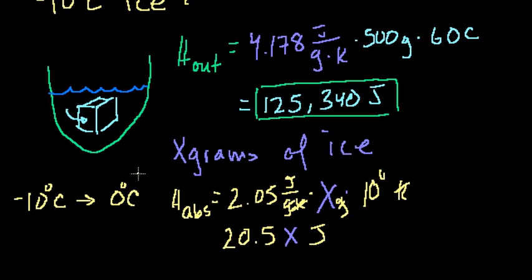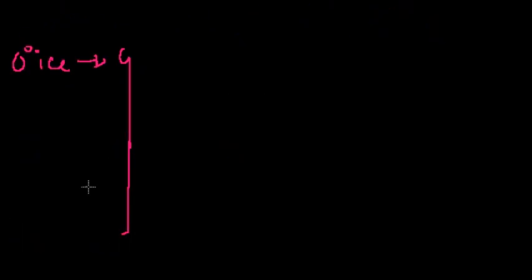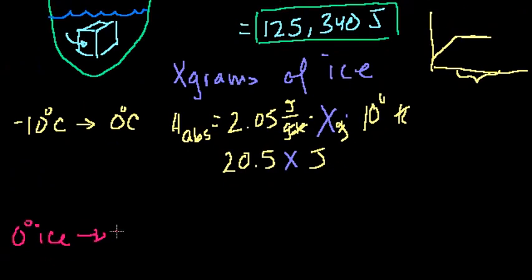Now, once we're at 0 degrees, the ice can even absorb more energy before increasing in temperature as it melts, right? Remember, when you drew that phase change diagram, the ice gains some energy, and then it levels out as it melts, as the hydrogen bonds start sliding past each other, and the crystalline structure breaks down. So this amount of energy the ice can also absorb, and so this is 0 degree ice to 0 degree water.